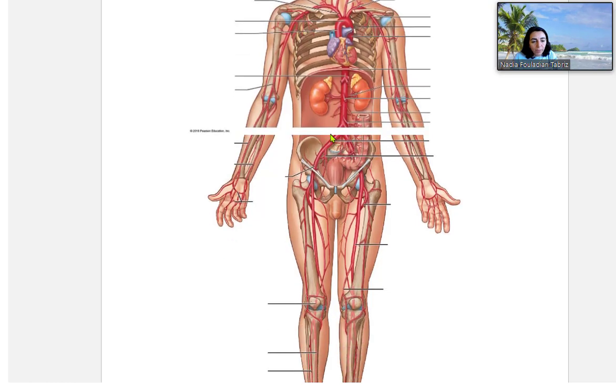Then after the aorta finishes, the common iliac then divides into the external iliac and internal iliac. The internal iliac, which is the smaller branch, goes to the pelvis for the organs that we have inside of the pelvis. The external iliac passes under the inguinal ligament and becomes the femoral artery.